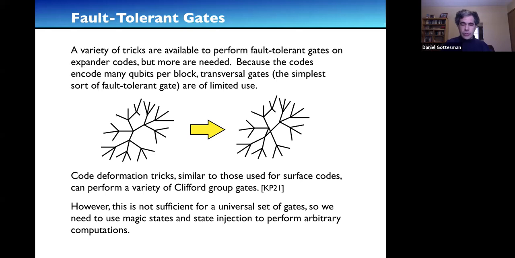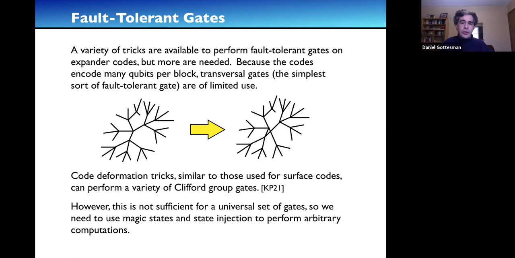Okay, so the next thing I wanted to talk about, where there's also been some progress, is fault-tolerant gates, not for the surface code, but for the expander codes. There's a variety of tricks for the surface code, and some of these can be imitated for these expander codes. There's a bunch of gate constructions that work with arbitrary stabilizer codes, and some of them are suitable and some of them are not.